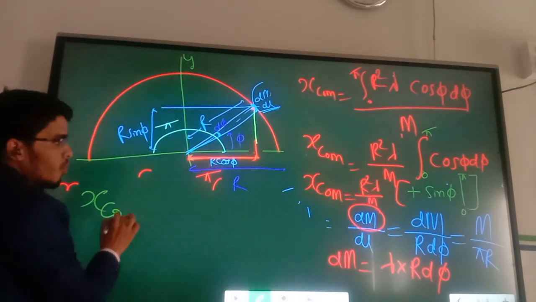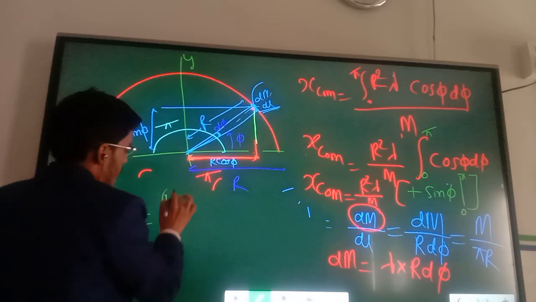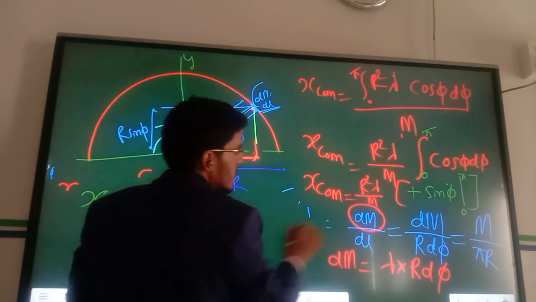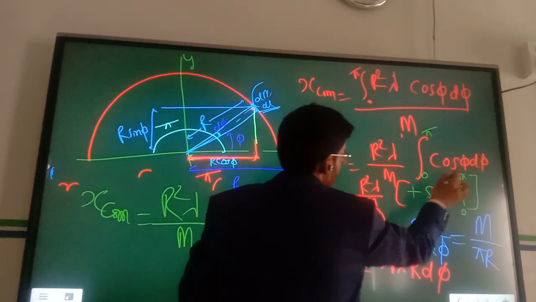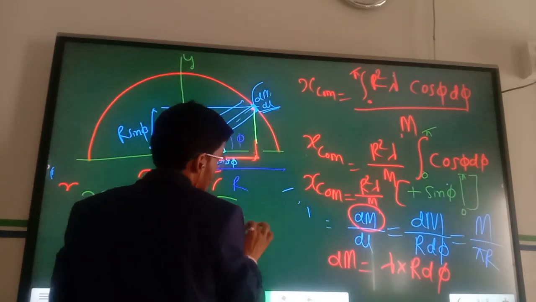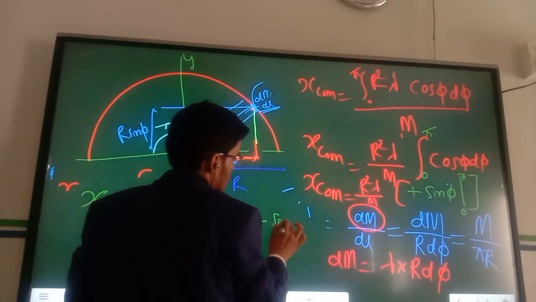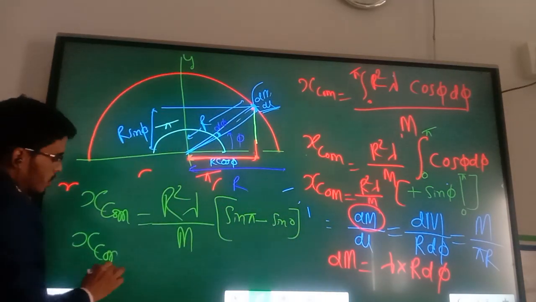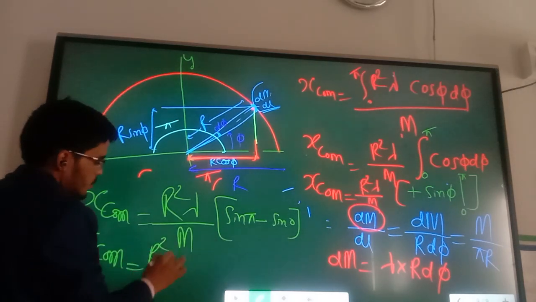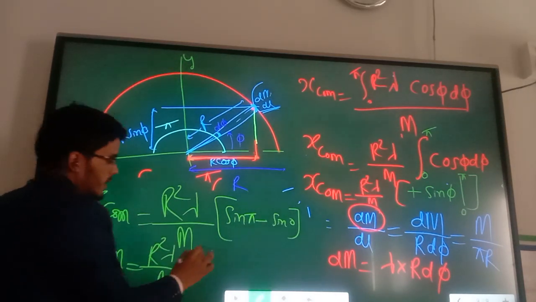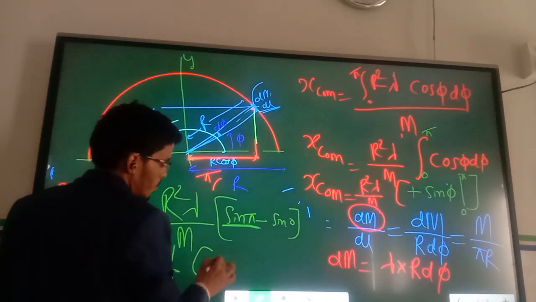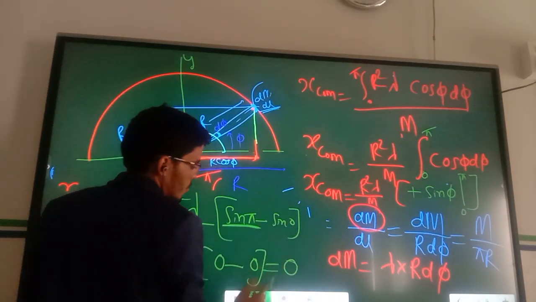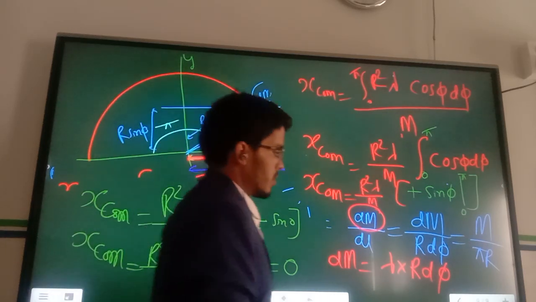X center of mass equals r square lambda upon m, sin phi. The upper limit is pi, so put here sin pi minus sin 0. So x center of mass equals r square lambda upon m into the sine value, which is 0, and sin 0 is also 0. So x center of mass is 0 in the case of a semicircular ring.